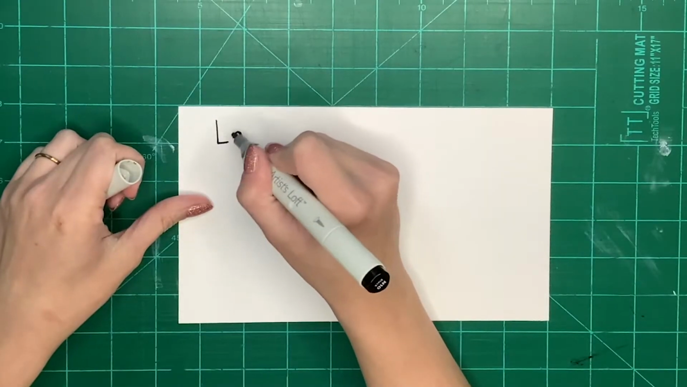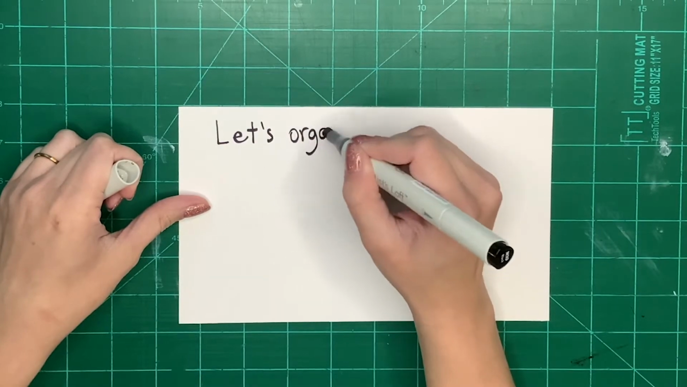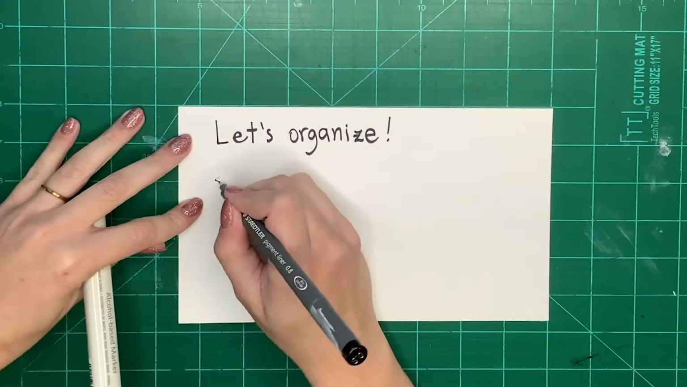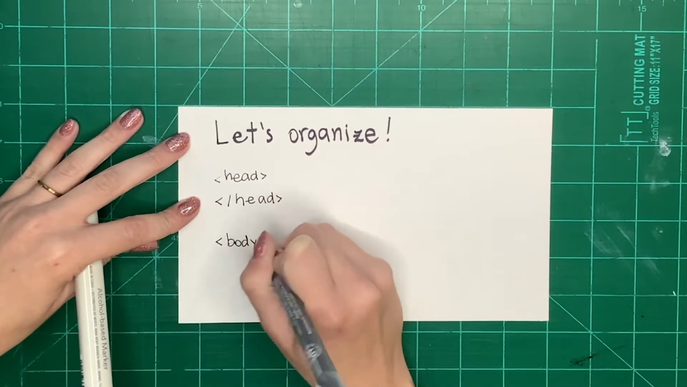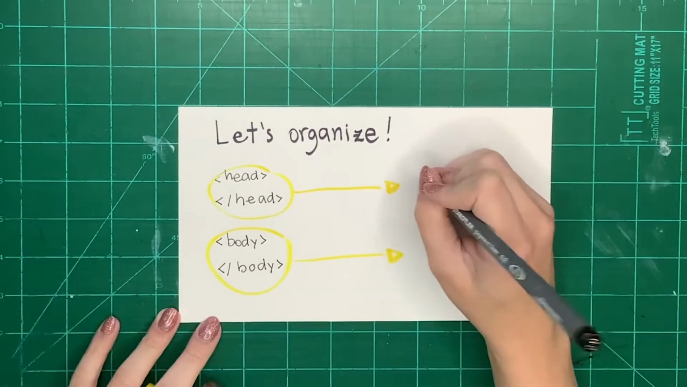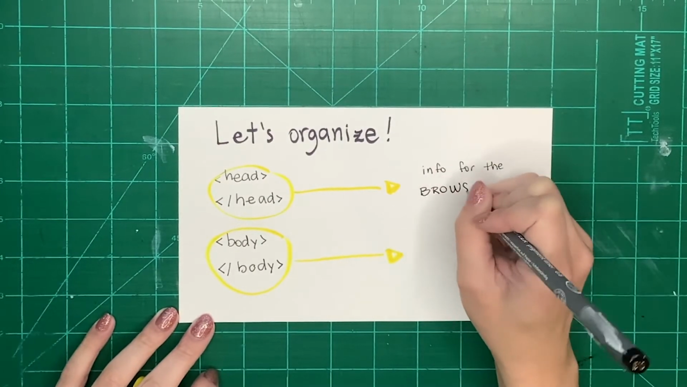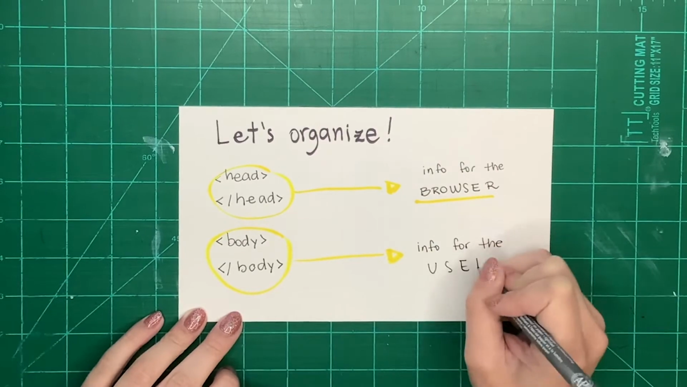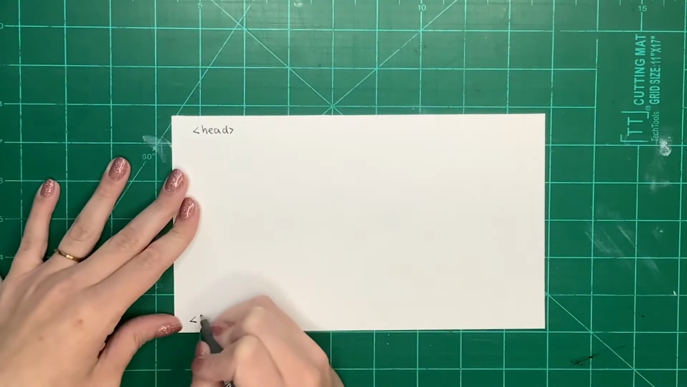In HTML, you organize what information goes to the browser and which goes to the user through using two types of tags, the head and the body. What goes in the head is information for the browser, and what goes to the body is information for the user. Let's talk about the head first.